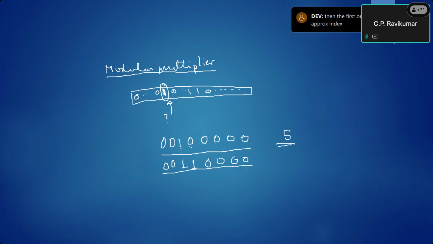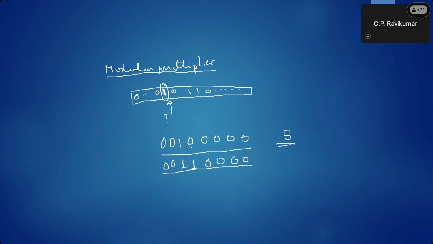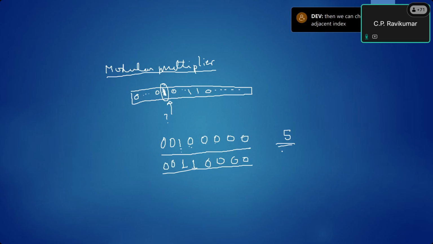First one can give approximate index. No, we don't want the approximate index here. We want the exact index. The Montgomery exponentiation will not work with an approximate index. It will need the exact index.